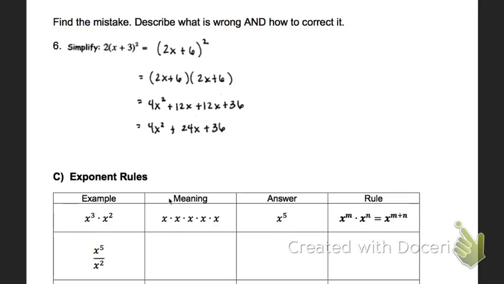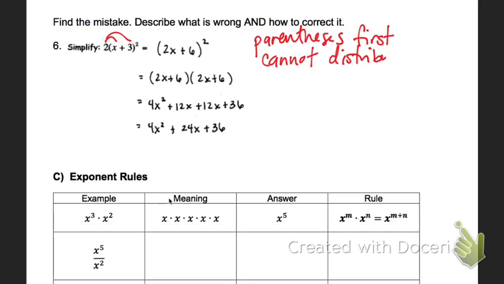What did this person do wrong? Right when they started. There's no hope for them, because they distributed the 2 and they should not have. So you need to do what first? Parentheses or exponent. First, you cannot distribute. So let's correct it.